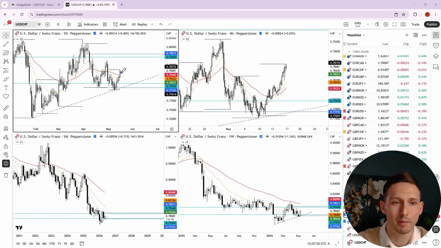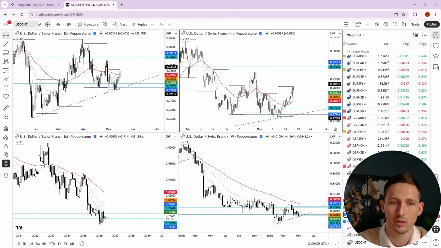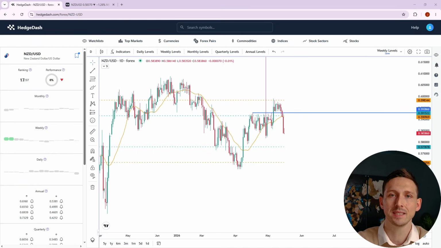So any push up into the 0.79611. And if I just scroll out here on the 4 hours, you can see this is a really nice 4-hour support just here. So push into this area, I'll be looking for a rejection potentially from the 0.79611.